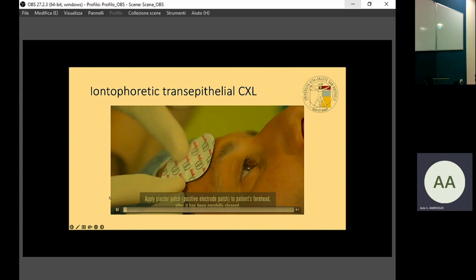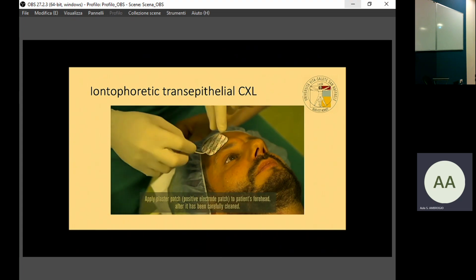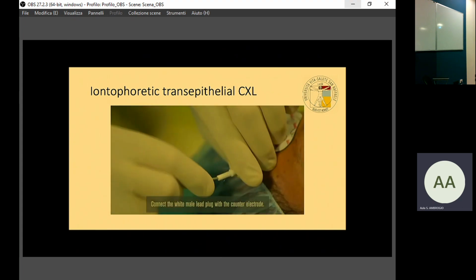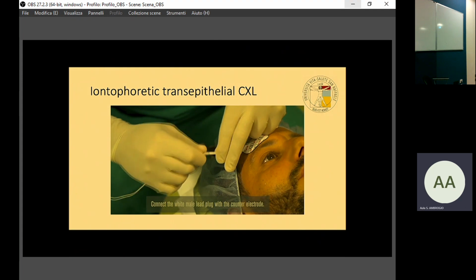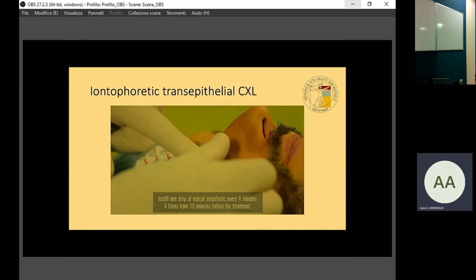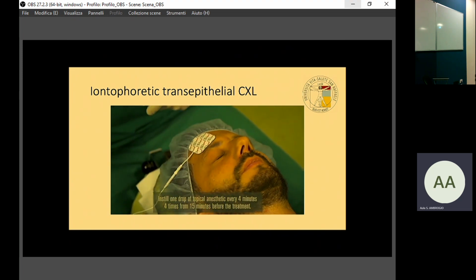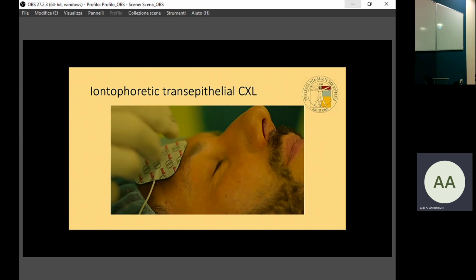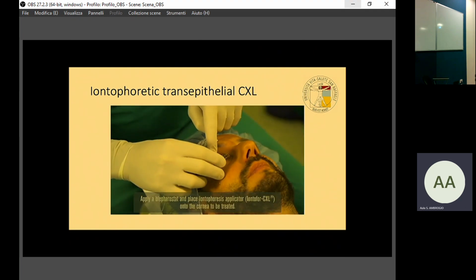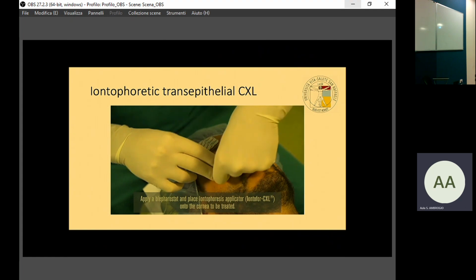So at this point, the electrode is positioned on the scalp of the patient, and it is connected to the power source. At this point, we have the administration of the topical anesthetic. Also, we have positioning of the blepharostat to access the cornea.